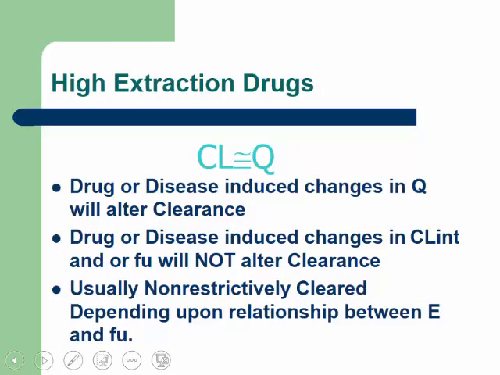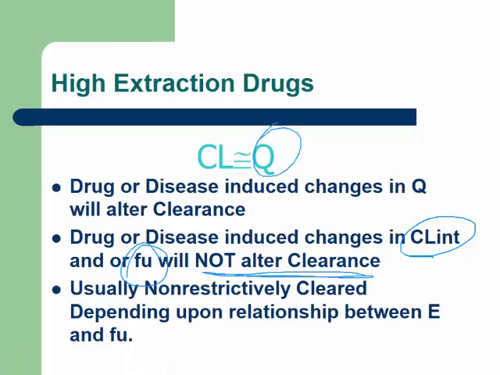So drug and disease-induced changes in Q. Remember, go back and think about all the things that will affect liver blood flow. Those things will alter the clearance of these high extraction drugs. Changes in intrinsic clearance, enzyme activity here, or fraction unbound do not alter clearance. It's not a determinant of clearance. That's only for low extraction drugs.